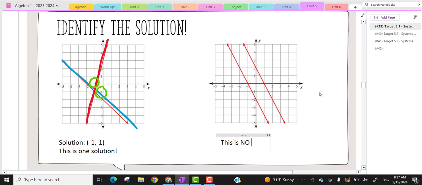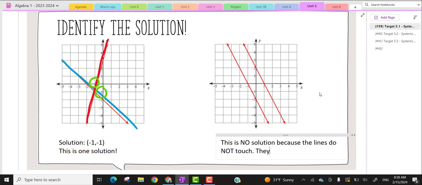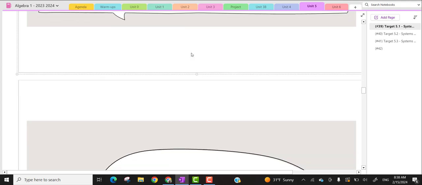So this is no solution because the lines do not touch. They are parallel. En español, la respuesta es no solución porque las líneas no están tocando. Esto significa las líneas son paralelas. And that's the answer. Yes, es la respuesta.